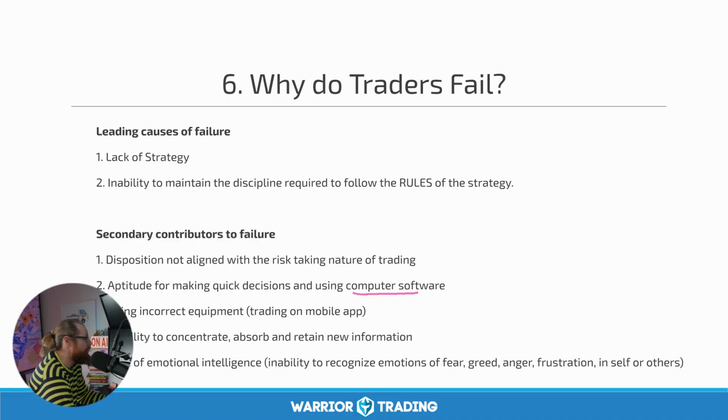Number 3, using incorrect equipment. For instance, trying to trade on your phone instead of using a computer, trying to trade on an iPad instead of using a computer. Potentially an inability to concentrate, a difficulty absorbing and retaining new information, and a lack of emotional intelligence, an inability to recognize your own emotions of fear, greed, anger, frustration in yourself and in others, and how they contribute to the way you trade and to the market.